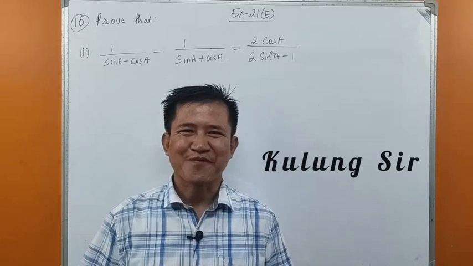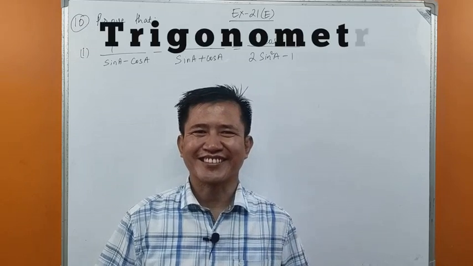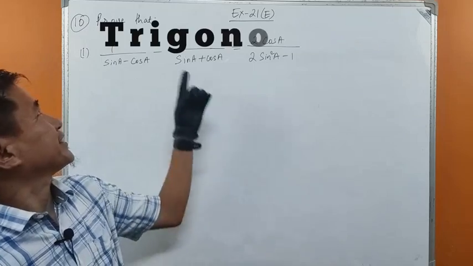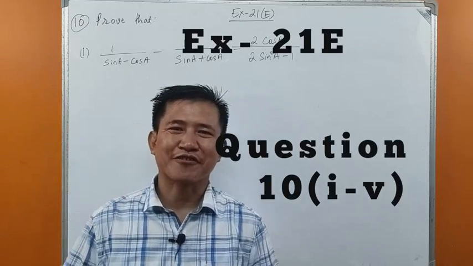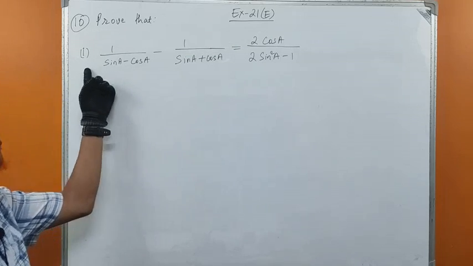Hello students, welcome back. So we are doing trigonometry exercise 21E, isn't it? In our previous videos we have completed till question number 9 and today we'll start from question number 10 onward. Okay, so let's begin. So this is question number 1 of 10.